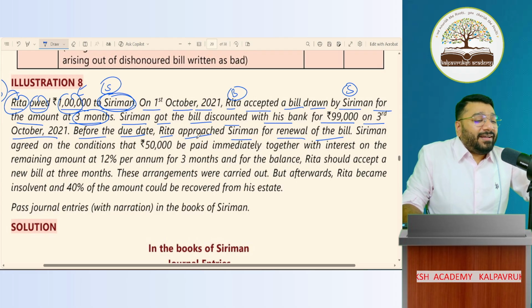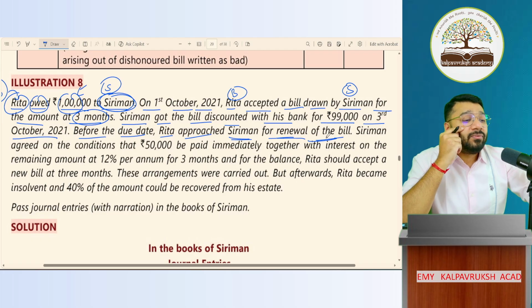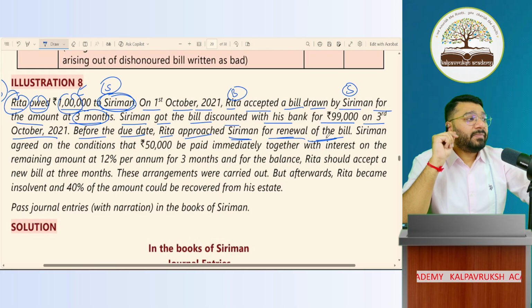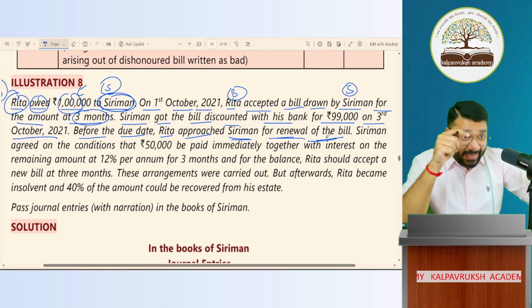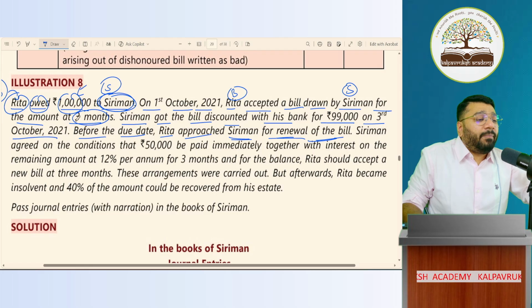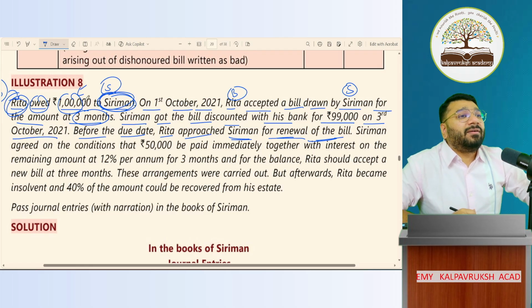Before the due date, Rita approached Siriman for renewal of the bill. My question to all of you: on the day of renewal, or let's say the date of maturity, who is the holder of the bill? Say bank. Bank is the holder. The banker, if you present the bill to Rita, will Rita pay the money? No. The banker will recover the money from Siriman.